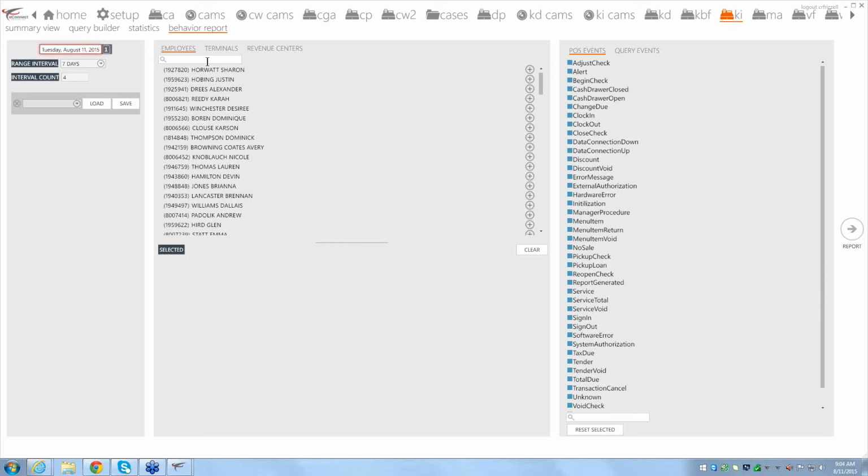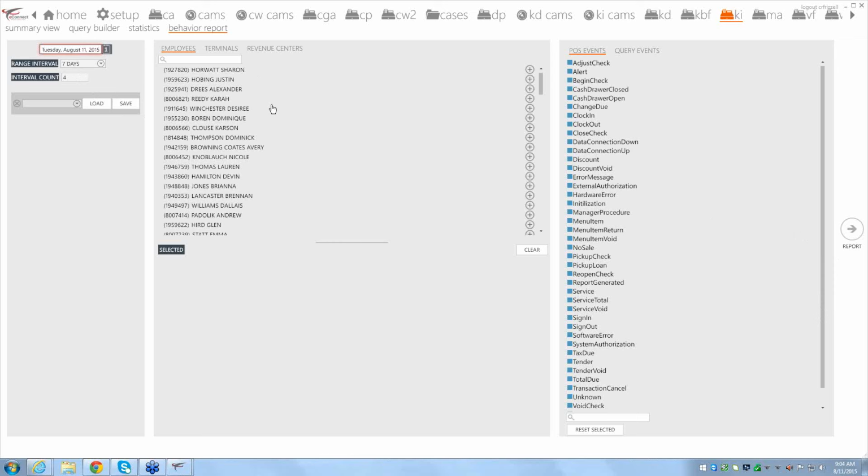Starting at the top left side of the screen, we'll go to your range interval and interval count. You see it's already preset for 7 days with an interval count of 4, meaning it will collect 28 days worth of data from you. Below that, you can see where it says load and save. With this, if you have a specific set of behaviors that you're looking for when you check the behavior report, you could actually save those so you don't have to retype them every time you go in. And when you come in, you can load them up.